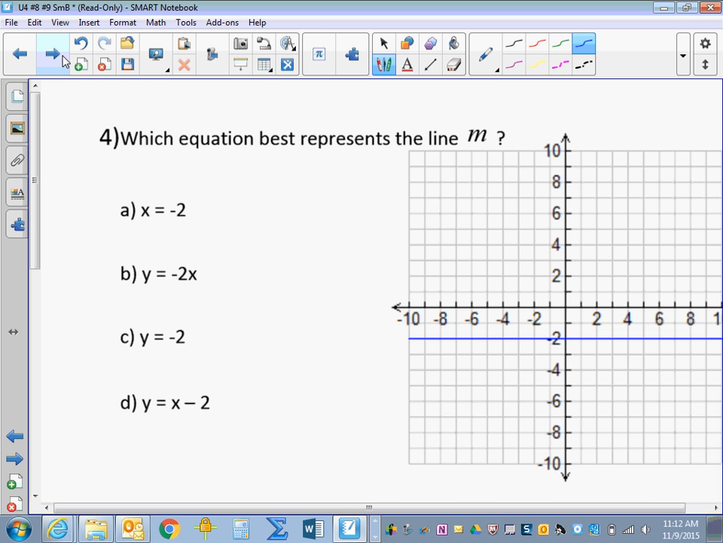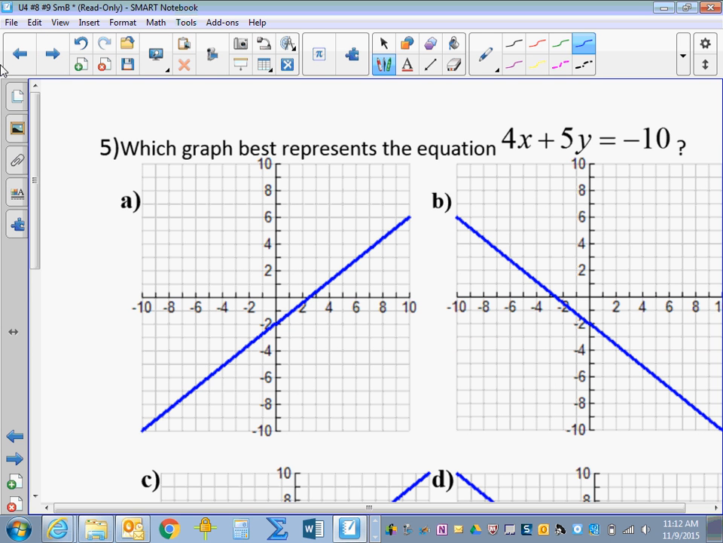I want you to go and try the 2 multiple choice on the back side while I pass out your homework. If you don't get these 2 prompts done, they are a part of your homework. The ones on the back. So I recommend you do the 2 multiple choice on the back. If you don't finish them, they will be a part of your homework.